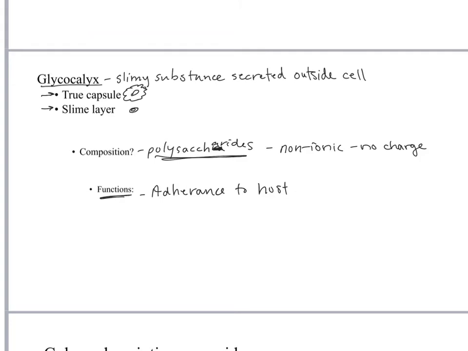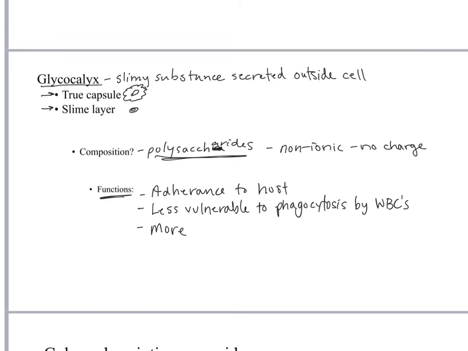All right, it makes the cell less vulnerable to phagocytosis by white blood cells. I think your book calls the white blood cells PMNs. That stands for polymorphonuclear leukocytes, which is kind of another name for neutrophils. Okay, let's just call that a white blood cell. All right, so any of our non-specific host defenses, white blood cells are going to be less likely to phagocytize a bacteria that's covered by a capsule. It just has a harder time getting a hold of it.